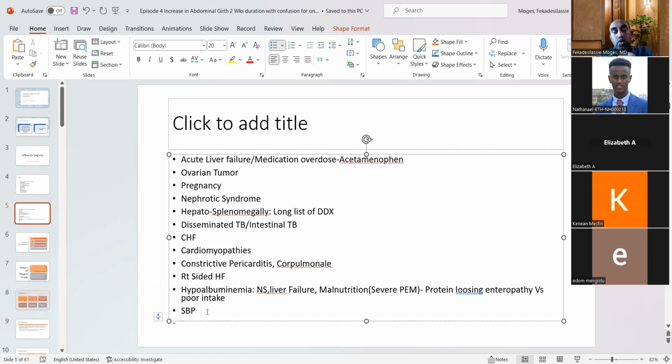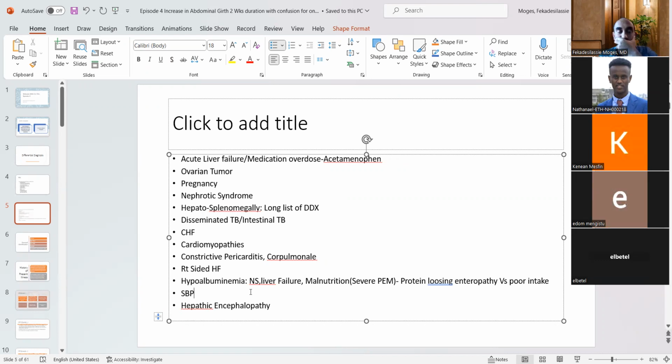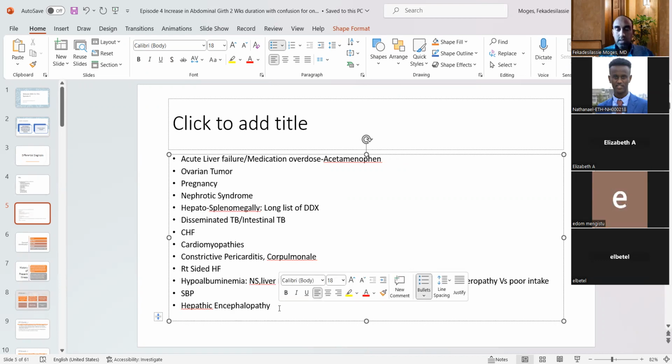Then we'll challenge. Hepatic encephalopathy. Yeah, there is confusion. Excellent. There is confusion. Hepatic encephalopathy. What else? Hypothyroidism. Hypothyroidism wouldn't as such result in belly size increment and confusion, so less likely. What else could explain the confusion of this patient?